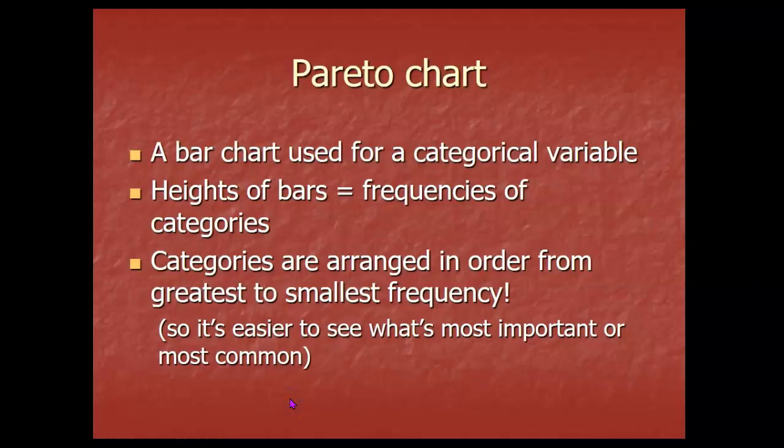So a Pareto chart is a bar chart used for a categorical variable, like the nominal level of measurement. The heights of the bars correspond to the frequencies of the categories, and the categories are arranged in order from greatest to smallest frequency. If they're not arranged in order, it doesn't really count as a Pareto chart.